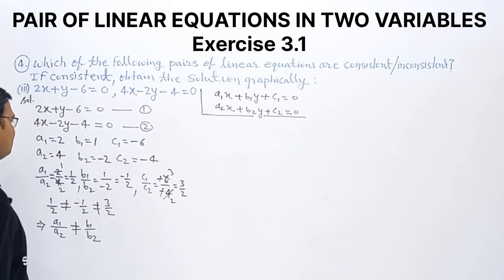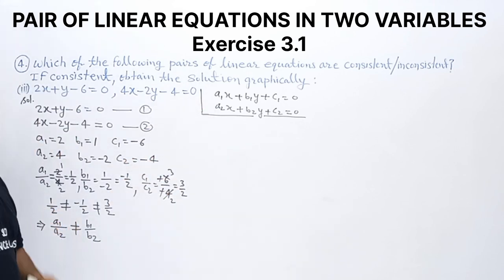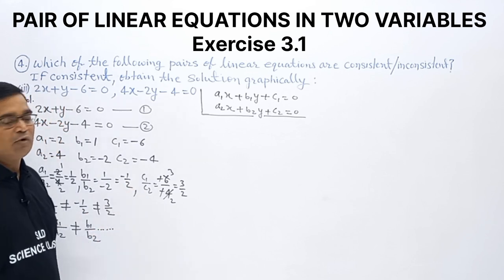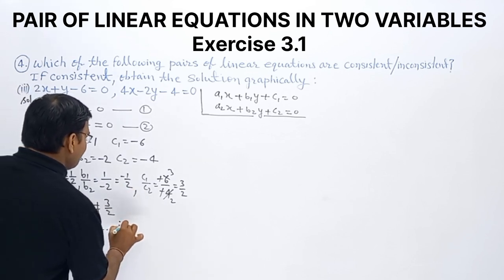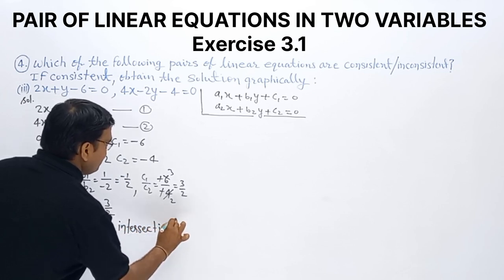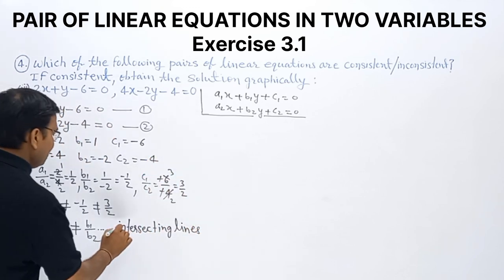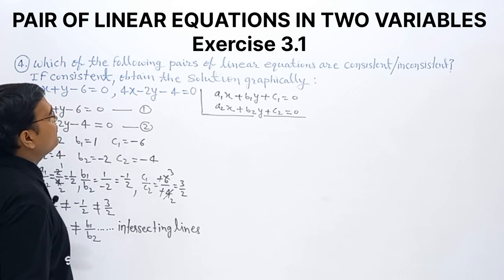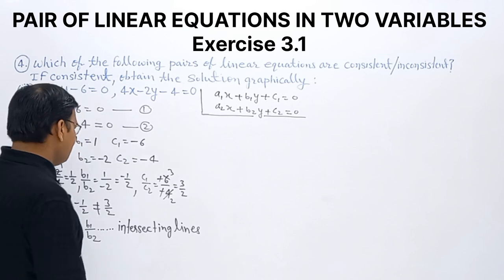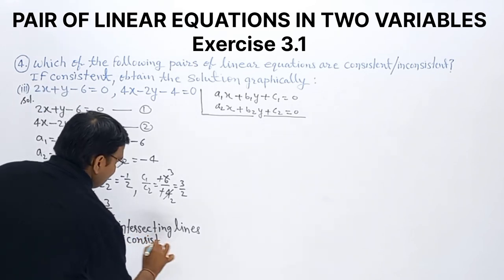Once we get a1 upon a2 not equal to b1 upon b2, at that time what lines are we getting? Intersecting lines. And what is the meaning of intersecting lines? It means our pair of linear equations is consistent. So we have a consistent system.